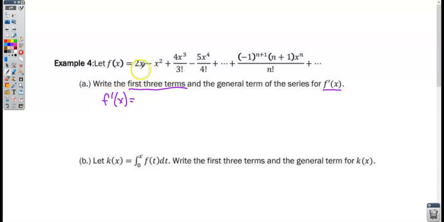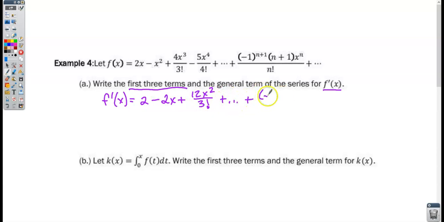So we've got f prime of x. The derivative of 2x is 2, the derivative of x squared is 2x, and the derivative of 4x cubed over 3 factorial ends up being 4x squared over 2 factorial, because the 3 that I get when I take the derivative cancels out with the 3 from here. I probably should have just done 12x squared over 3 factorial so that it didn't confuse me. Notice how I got confused there for a second as far as what was going on. I can always simplify those coefficients later. All right, so there's my first 3 terms.